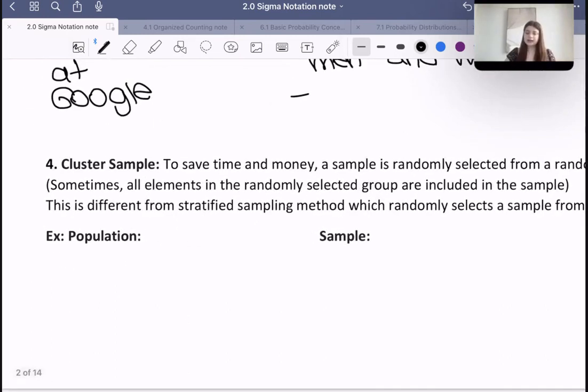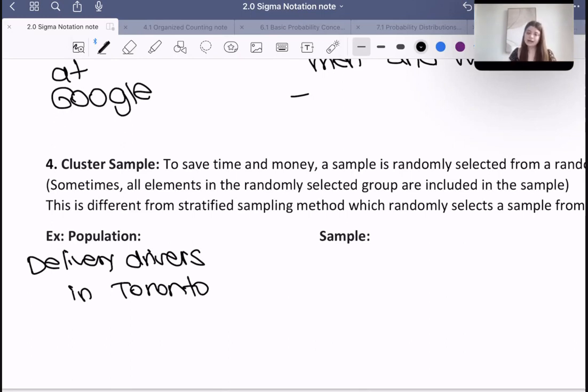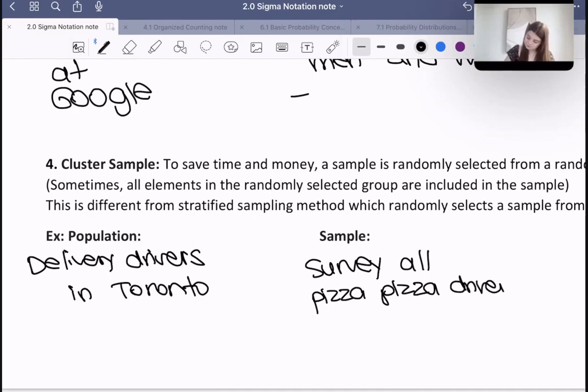So, for example, let's say the population is delivery drivers in Toronto, and let's say the sample is we're going to survey all pizza drivers, right? Because pizza drivers are one group, they're one of the groups, so we're just going to survey all of them and not go ahead and survey the other groups. Now, this can pose certain problems because the experience of pizza drivers may not necessarily represent the experience of delivery drivers who deliver for other restaurants or deliver for Uber Eats or Skip the Dishes or Instacart or however many other things like that there are out there nowadays.